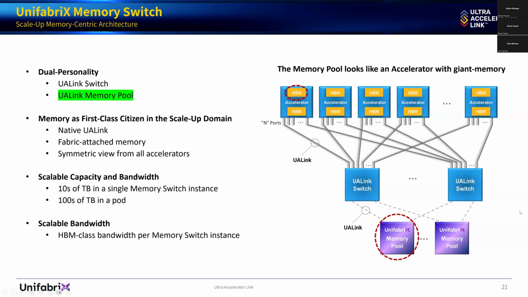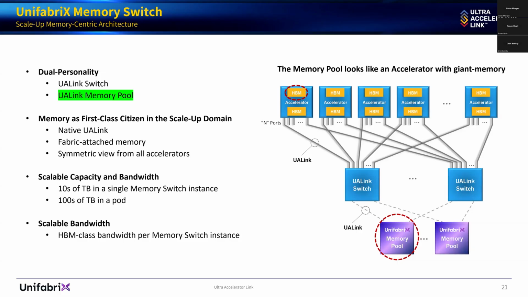Now we look at how the system looks when it functions as a UALink memory pool. This is the other type of personality. The upper part of the diagram is a standard UALink topology where we see the accelerators and the switches. Now we have UALink memory pools that are connected to the UALink switches as a scale-up memory tier. Just as in the previous example, this memory is accessible by all accelerators using standard loads and stores, as part of the memory footprint that each accelerator can see.